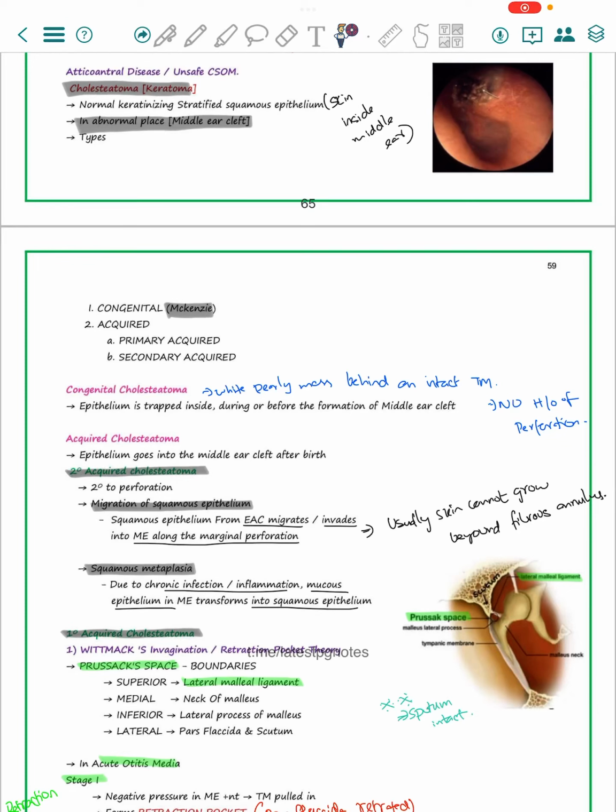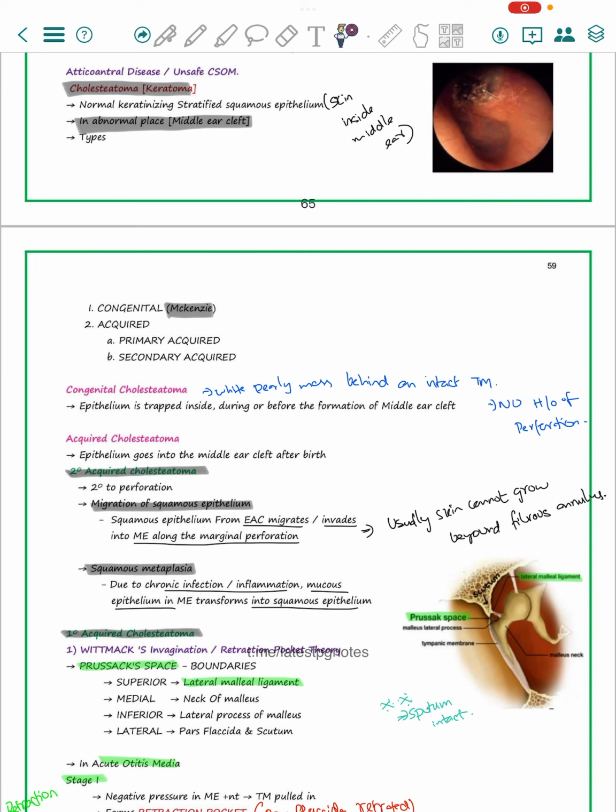In this video we are going to see about the Atticoantral type of CSOM, or unsafe CSOM. This CSOM is a very unsafe or dangerous type, and it leads to the formation of a cholesteatoma. Cholesteatoma is nothing but normal keratinizing stratified squamous epithelium, which is a component of skin, present inside the middle ear.